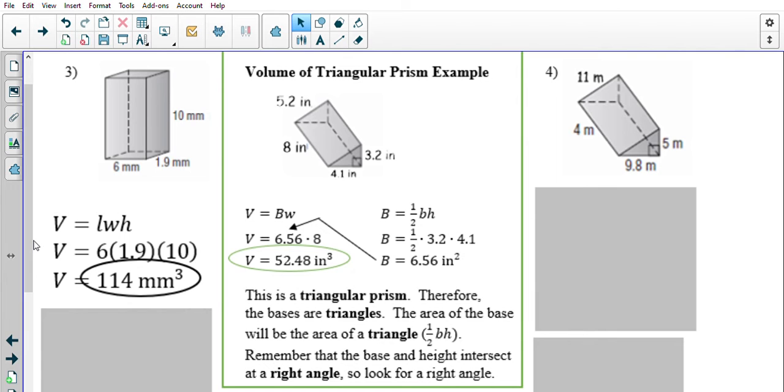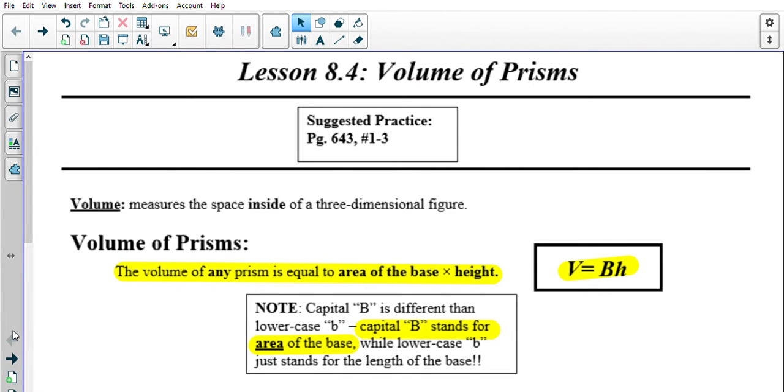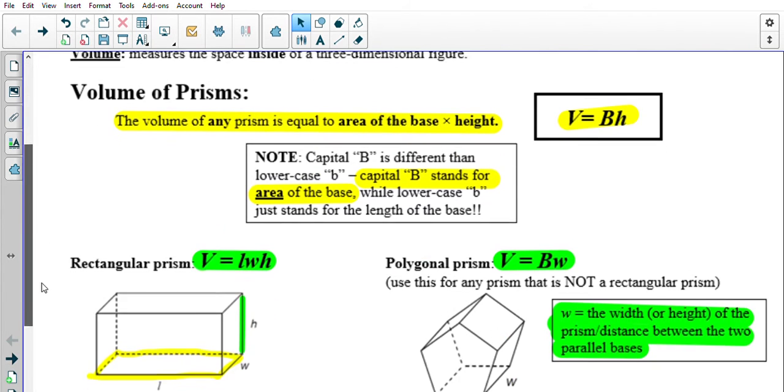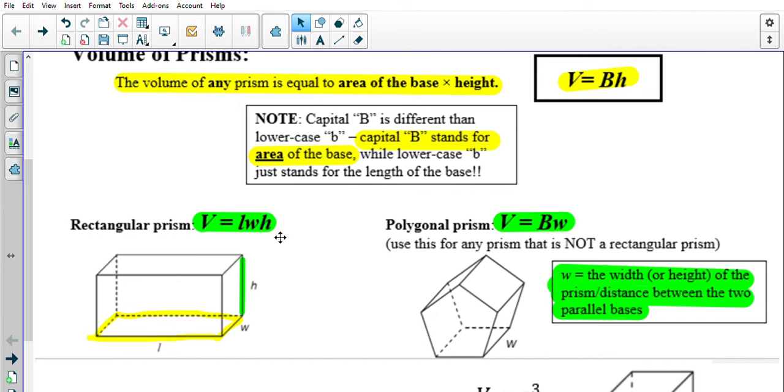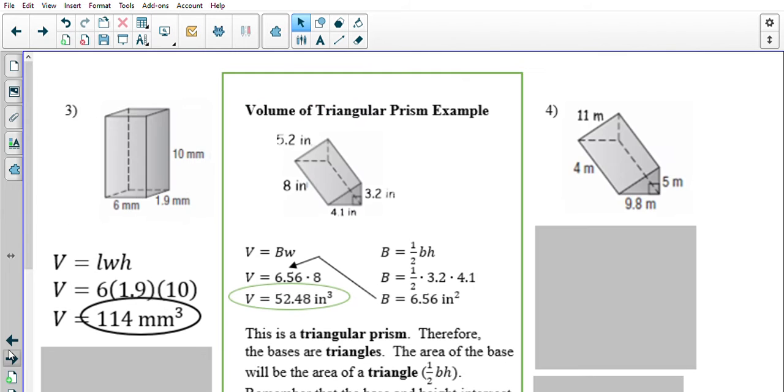Now, I do want to look at a triangular prism because if we go back here, you might notice, again, for rectangular prisms, we have a very specific formula. For any other prism, so often students will say, well, I don't have a formula for the volume of a triangular prism. You do. It's a polygonal prism. It's capital B times W. So you're going to notice that I used V equals capital B times W. I'm going to highlight that in yellow here. This is a great example before we get into our other problems.